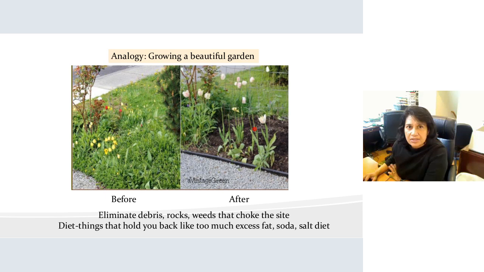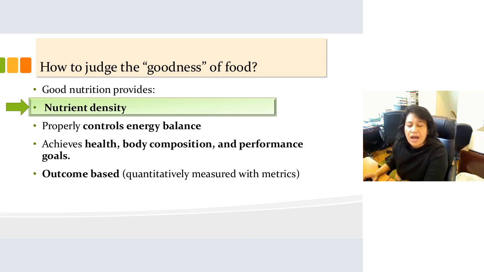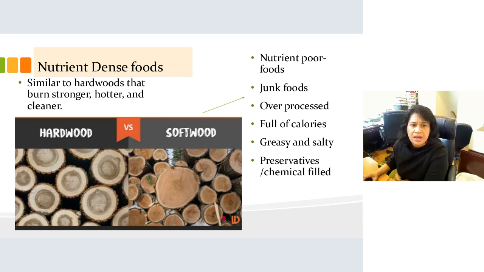So similarly, in our diets, we have to eliminate, or shall we say, minimize the kinds of weeds and debris that are in our diets, such as processed foods, fats, and salts. So how do we judge the goodness of food? Well, nutrient density is one of the major parameters that we'll look at in this particular lecture. Other things are controls of energy balance, health, body composition, and also quantitatively, we want to be able to measure whatever it is that we put into our bodies, so outcome-based.